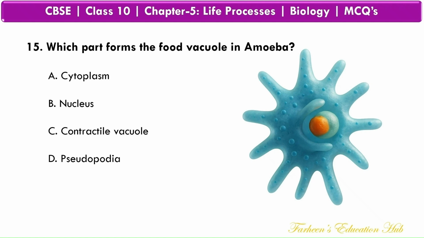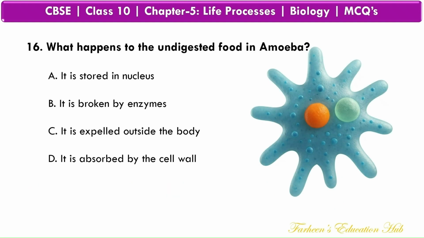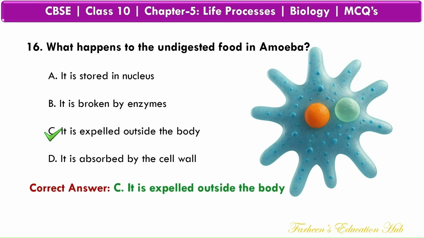Which part forms the food vacuole in amoeba? Correct answer: pseudopodia. Pseudopodia surround the food particle and form a food vacuole. What happens to the undigested food in amoeba? Correct answer C. It is expelled outside the body.